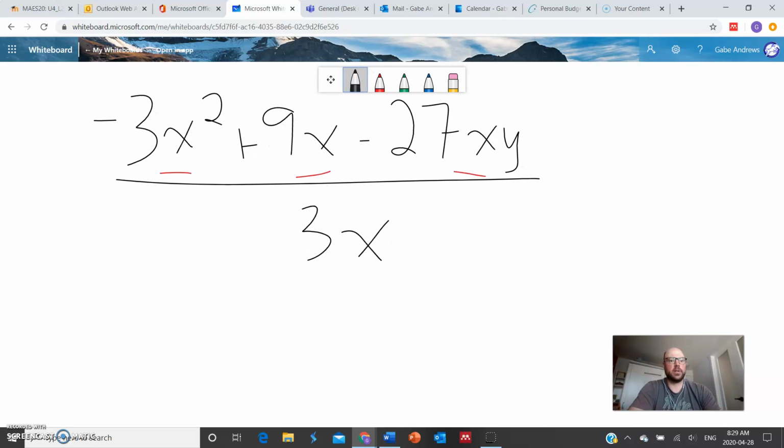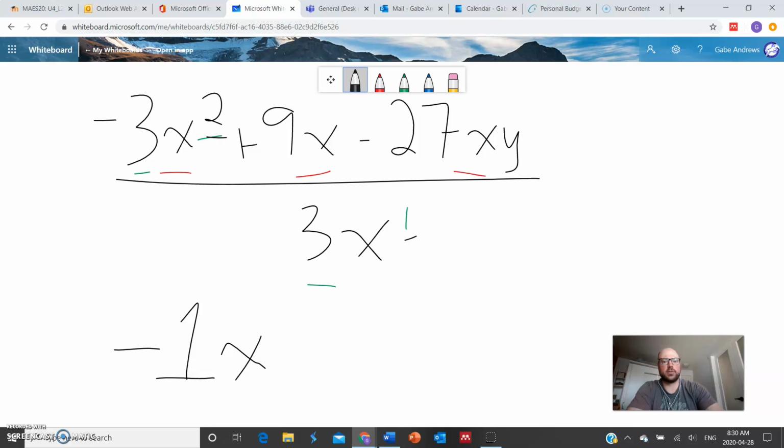Now we look at this as negative 3x squared divided by 3x. What we're looking for here is the fact that this term has an exponent of 2, and this one has an exponent of 1, right? So negative 3 divided by 3 is negative 1. So the simplified answer for that would be negative 1. And then x squared divided by x becomes just x, because 2 minus 1 gives you that exponent of 1.